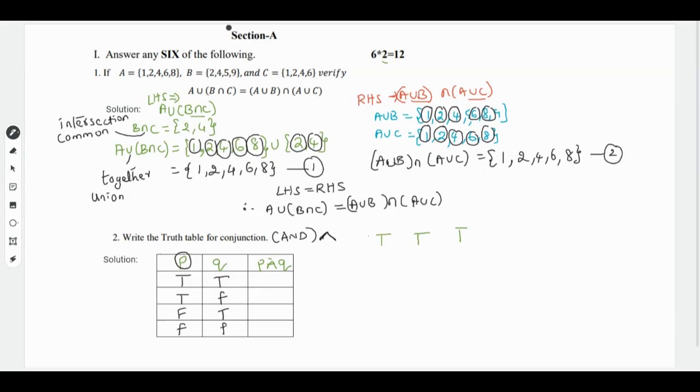If you have two propositions, it will be 2 to the power of 2, that will be 4. We have 4 outputs. So I told you the condition. What is the condition here? If it is T and T, the answer is T. If not, it will be false, that is F.